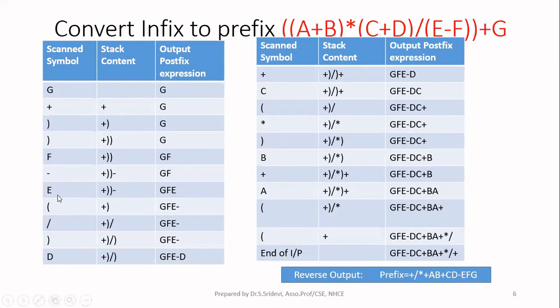The next character scanned is E. It is an operand, write it at the output. And the next is again open parenthesis. When you get an open parenthesis, you have to pop all the characters till you encounter one close parenthesis. Don't pop all the close parenthesis. For one open parenthesis, you have to pop only one close parenthesis. So whatever is there in the stack till that parenthesis, you have to pop everything.